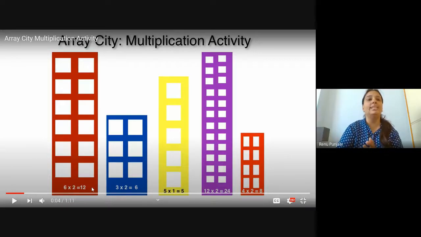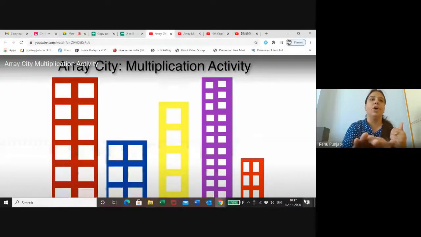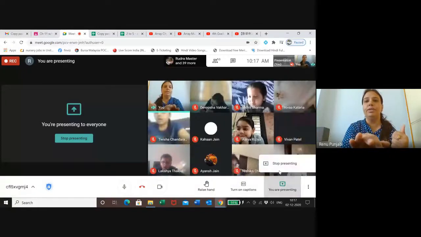But if I say arrange 12 seats or 12 boys or 12 girls into rows and columns, in how many ways can you arrange them? Because if you know the multiplication tables, you can arrange the number in different ways. If 12 is coming in which table?